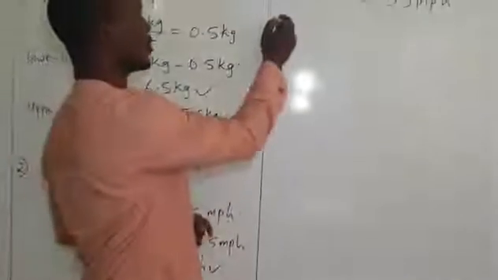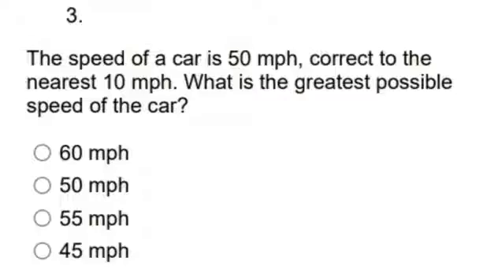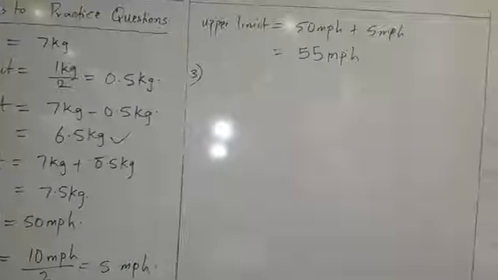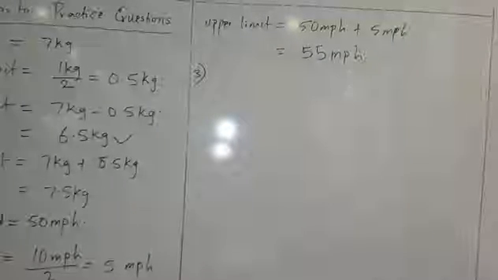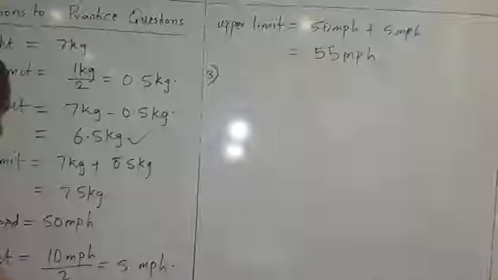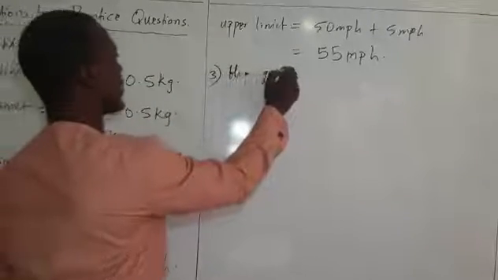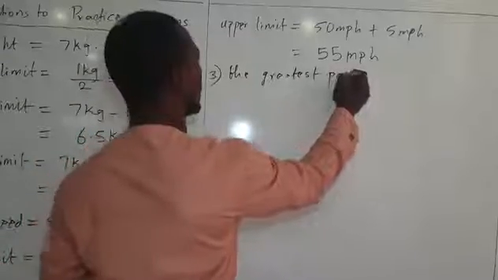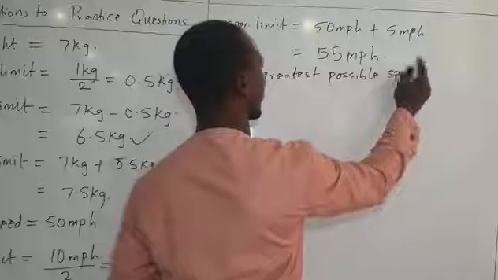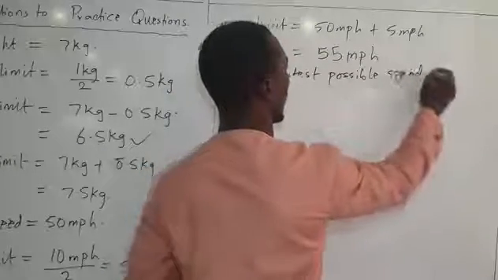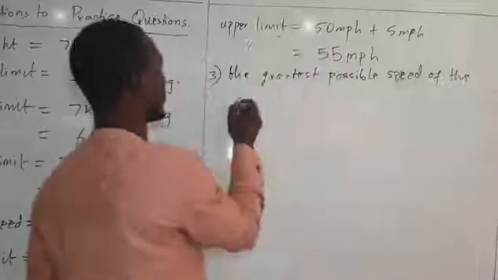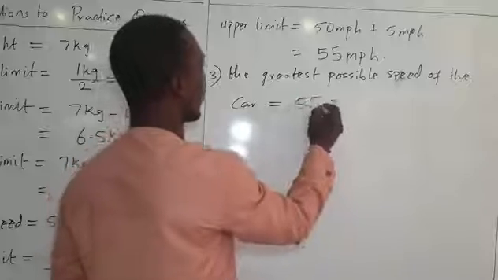So we go to question number 3. Question 3 says the speed of the car is 50 mph, correct to the nearest 10 mph. What is the greatest possible speed of the car? We are going to get this from question number 2. In question number 2, we found the least possible speed of the car, which is 45 mph. Then the greatest possible speed of the car, which is question number 3, is equal to 55 mph.